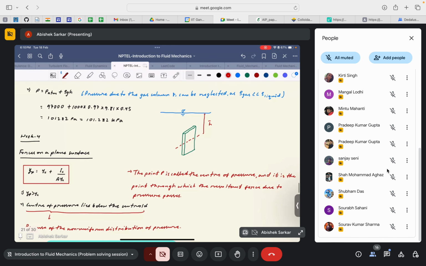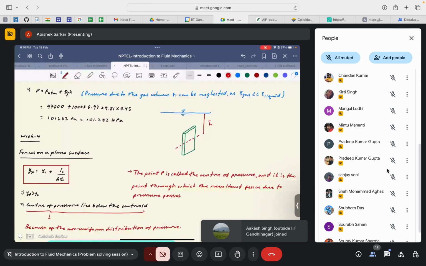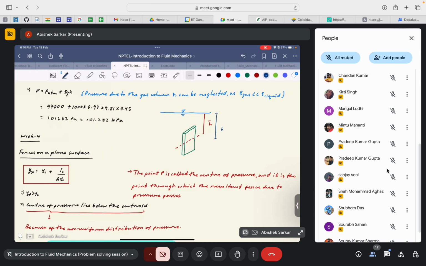At a depth of, say, h bar. What this expression tells us is that this center of pressure would be at a greater depth compared to its geometric center, or the center of gravity. So it will be at a depth, say, hp. Any notation you can use, you just have to mention it in your answer, so it's fine.